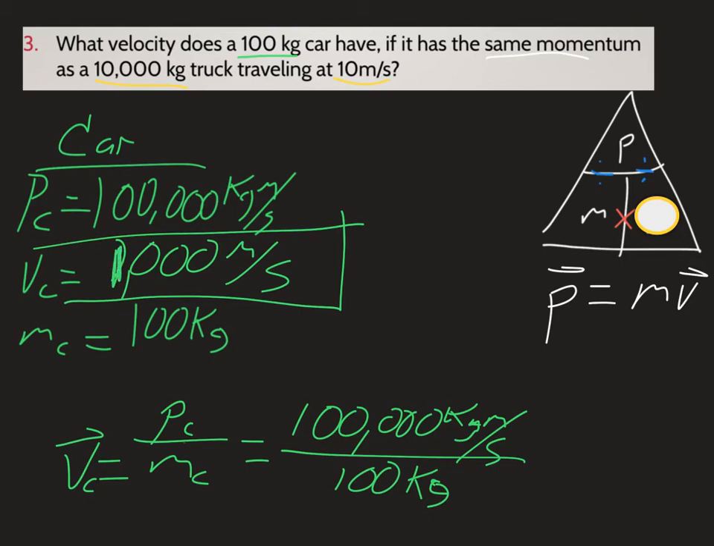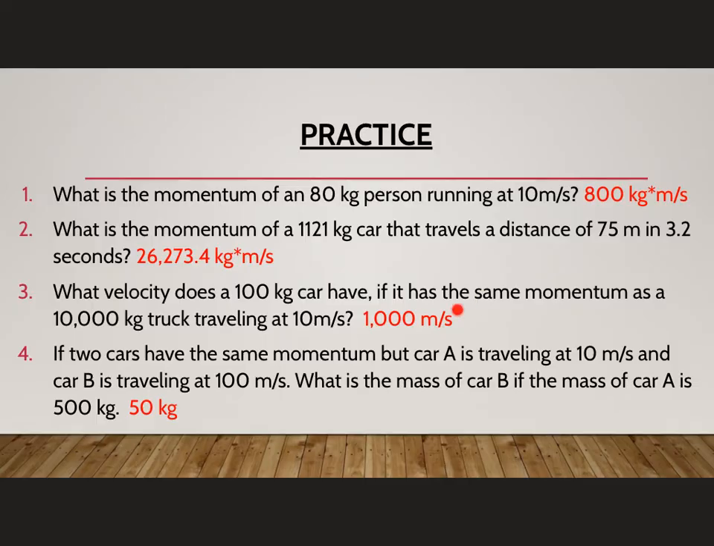And so that's going to be my answer. That's a 1. And here you can see that 1,000 meters per second is exactly what you needed with number 3. So now we just do number 5.